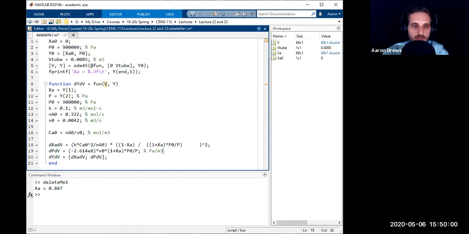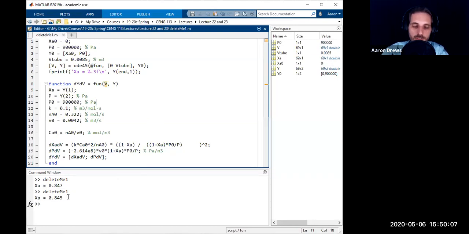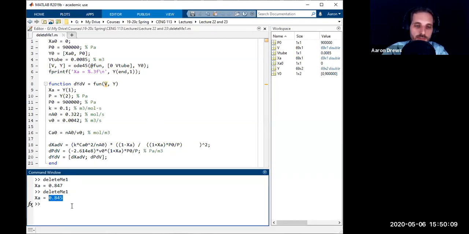So with 1 minute left, let's see if I made any errors here. I'm going to save this and run it, and let's compare our conversion. There we go. Giant difference, right? 0.847 has now become 0.845. That's how it goes.